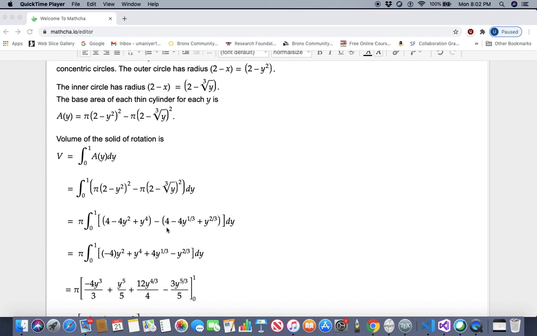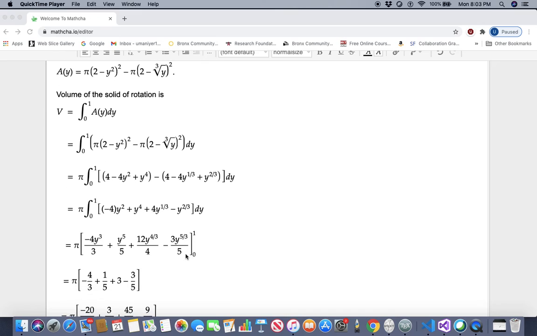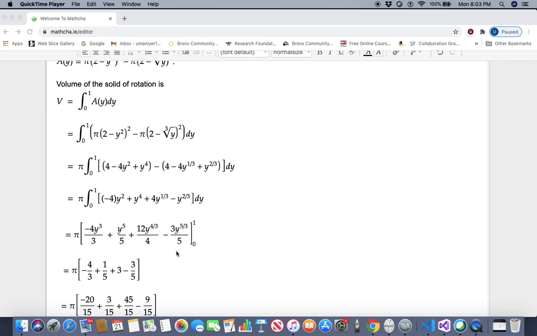Simplifying, the 4's cancel. So these survive: negative 4y squared plus y to the power 4, positive 4y to the power 1/3, and negative y to the 2/3. When I take the antiderivative, this fetches me negative 4y cubed over 3. This fetches me y to the 5th over 5. This fetches me y to the 4/3 over 4/3, and that is 3 times 4, a 12. Minus, this fetches me y to the 5/3 over 5/3.